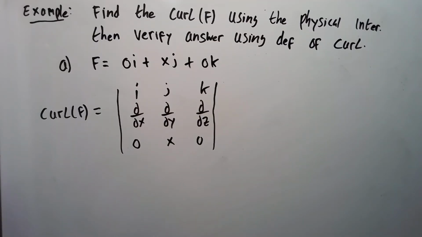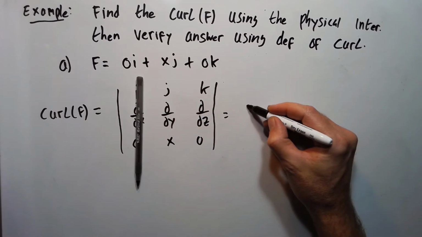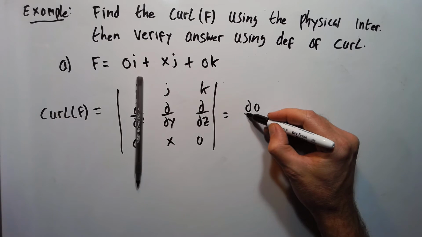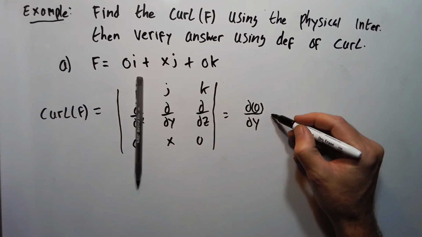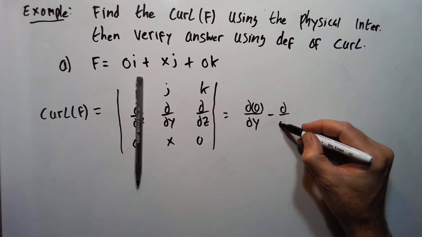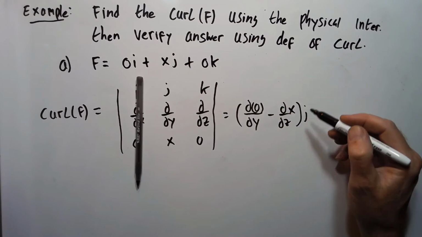Okay, so let's verify a prediction. We predicted the curl should point in the Z direction. So let's do the curl here. The I component, so take this away and do this 2 by 2 determinant here. So it'll be partial Y operator acting on 0, then minus partial Z operator acting on X, I direction.